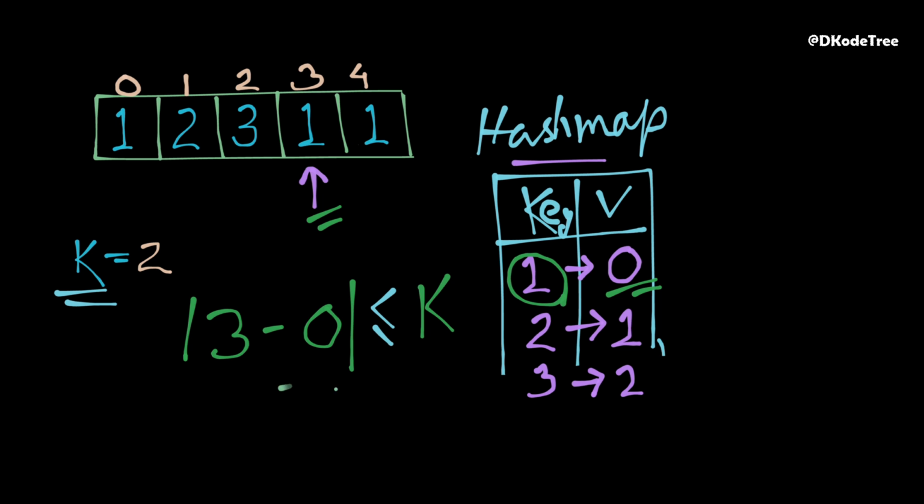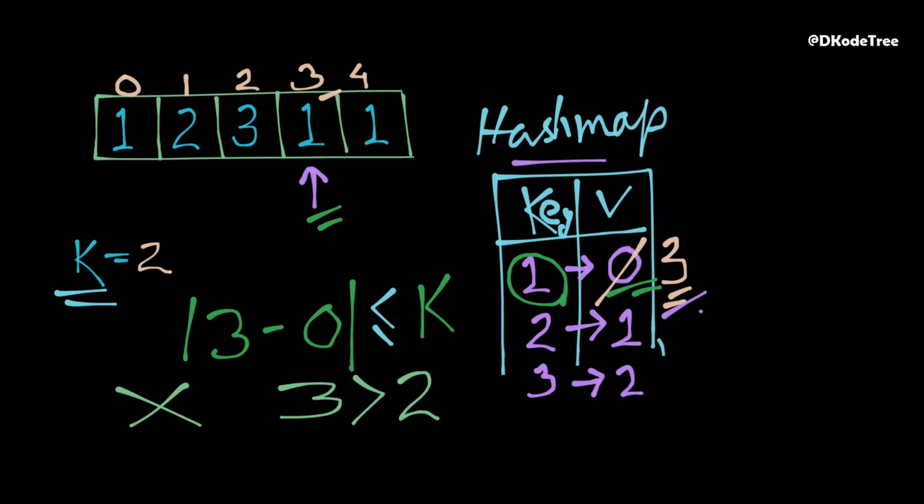We can see that this value is actually 3, which is greater than the k value. So this one is not a nearby duplicate of the previous one. Now we will update the index of the new one in our hash map. So this 0 will become 3. This way, if we encounter another occurrence of 1 later, we will use this new index instead of the old index. This way, we will be using the most recent index of 1 to check the distance for the nearby calculation.